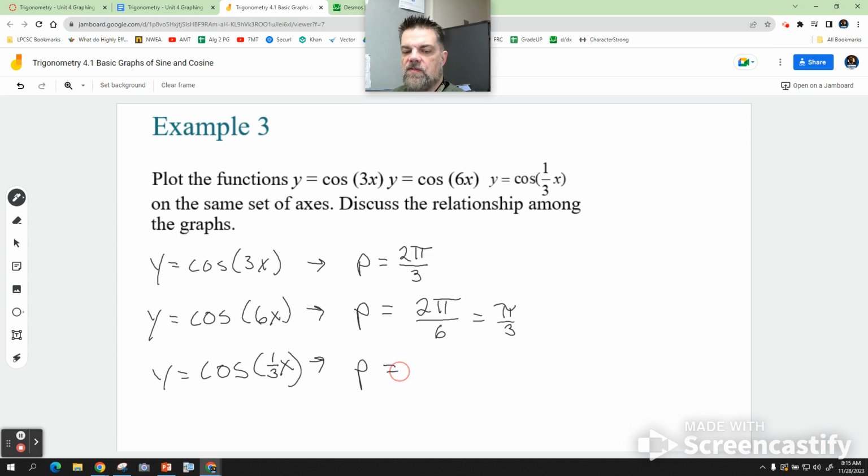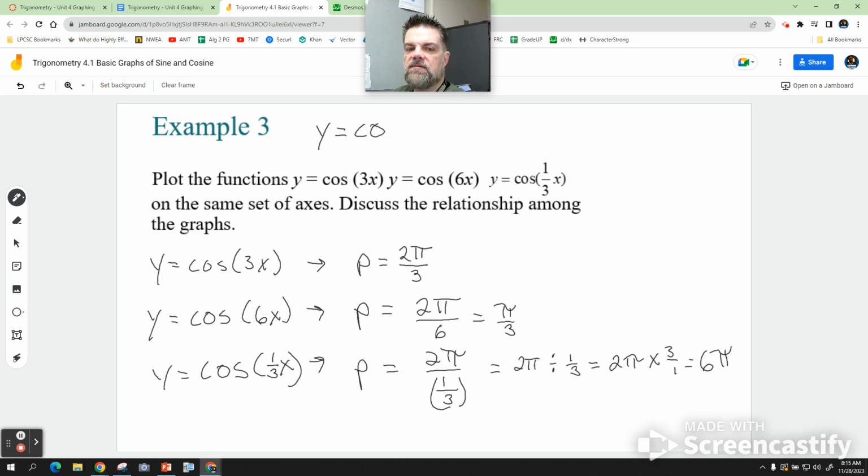right? And so if I were to say 2 pi over 1/3, isn't that the same as 2 pi divided by 1/3, which is the same as 2 pi times 3 over 1, which is equal to 6 pi? Now, what do you think happens if I say y equals cosine of 4x? What do you think the period would be?